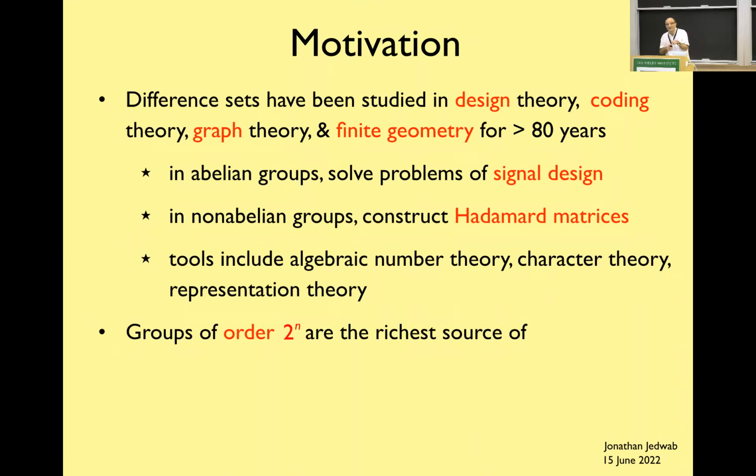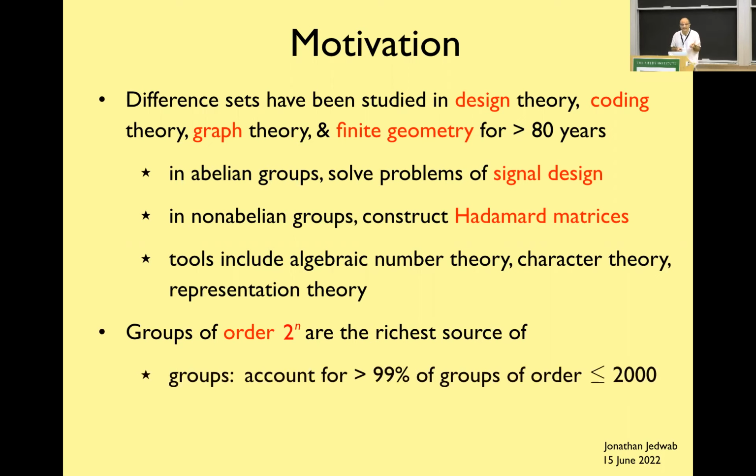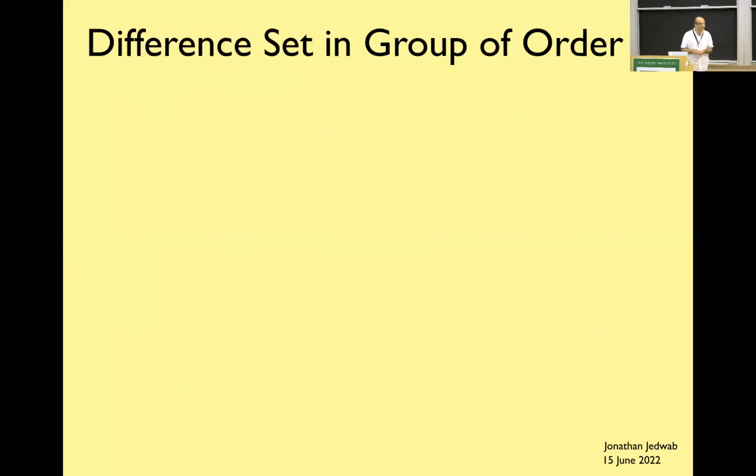Well, those groups whose order is a power of 2 are a very rich source of two things. The first is groups, and the second is difference sets. So first of all, groups: more than 99% of the isomorphism classes of groups of order at most 2000 are accounted for by orders of power of 2. In fact, just order 1024 will do that for you. So the vast majority of groups of smallish order are actually groups whose order is a power of 2. And given that there's so many of them, it's not really surprising that's a great source of difference sets. So that's where we're going to be living, in groups of order 2 to the n.